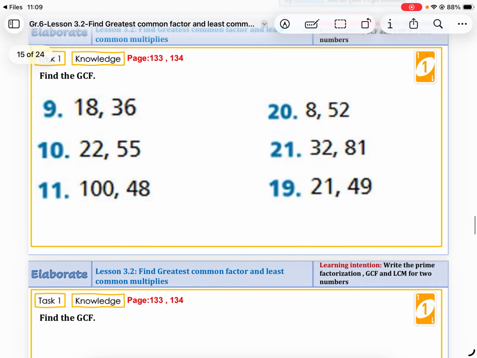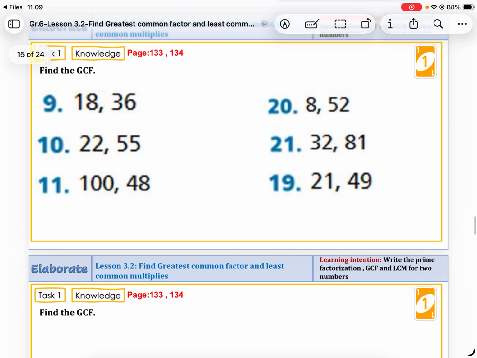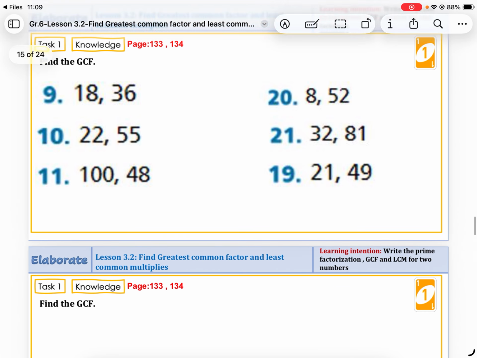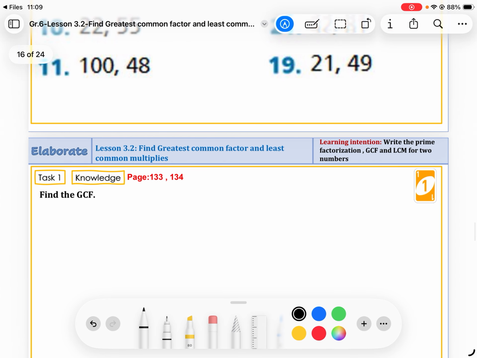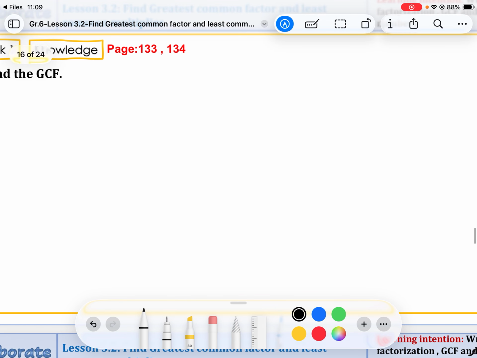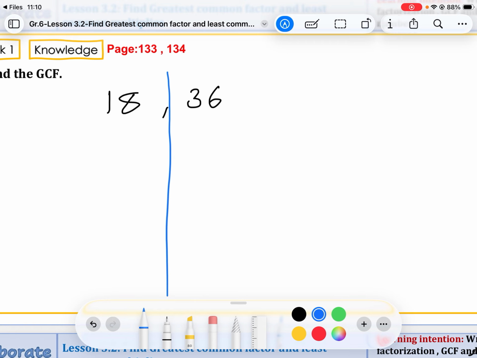Let's move on here to more examples. We're going to start with 9, 18, and 36. Let's do it, guys, together. 18 and 36. Okay, how are you going to do it? The first thing you're going to do in the exam, you will draw a border, draw a wall to separate the two numbers. And then let's start factoring.